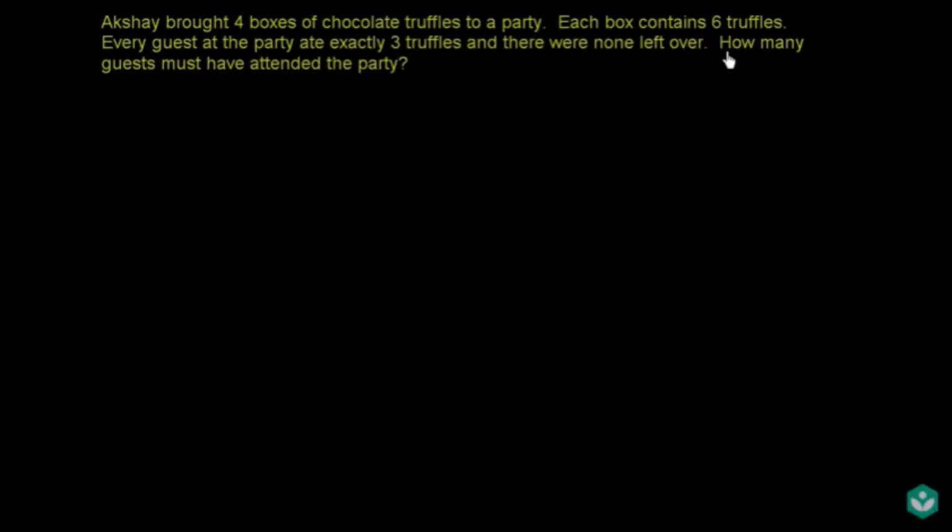So we're trying to figure out how many guests must have attended the party. So let's actually define a letter to represent that. Let's say G for guests. Let's say that G is equal to the number of guests at the party. Then we could set up a relation between the number of guests, the number of truffles each guest ate, and then the total number of chocolates.